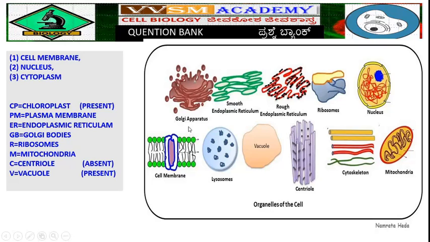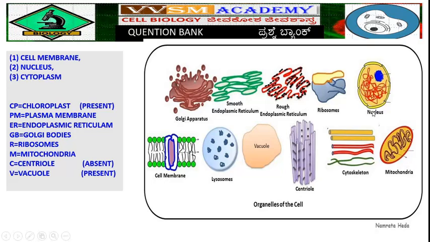Now, these are the cell organelles you can come across here: Golgi apparatus, smooth endoplasmic reticulum, rough endoplasmic reticulum. The endoplasmic reticulum itself will have smooth and rough phases.